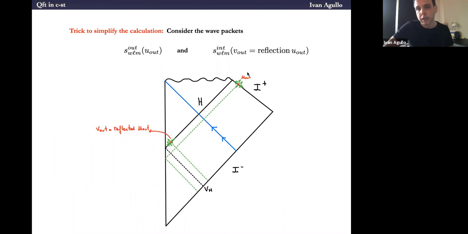In this picture, go to Scri plus and consider a wave packet there, centered at some u out. From it, I'm going to build a wave packet on the horizon, which is obtained by the following reflection trick. Propagate back in time. You arrive here, and whenever you arrive, you reflect symmetrically with respect to the horizon formation time. Then go to the horizon, and that is the wave packet I am calling in-t. This is the reflection trick.